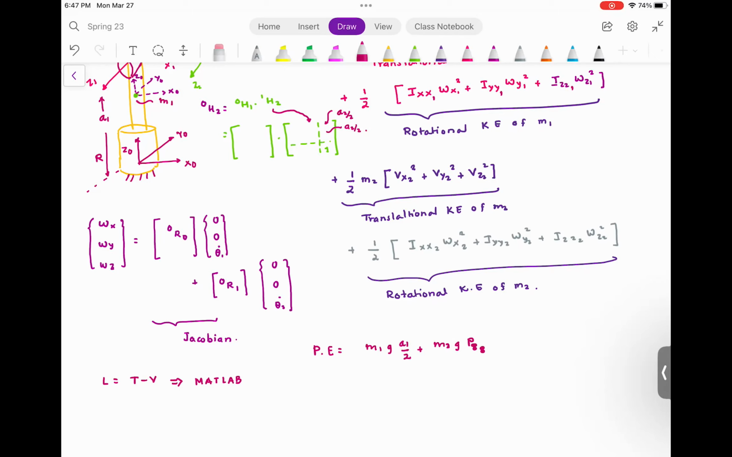Theta 1 dot is the rotation about which frame you have that rotation. That's why you have zeros. Can you see that? Theta 2 dot. Which frame is this rotation about? 1. That's why you have 0R1. Everyone understood this?